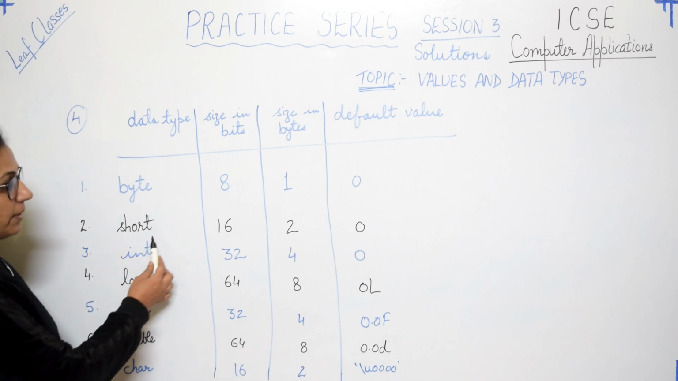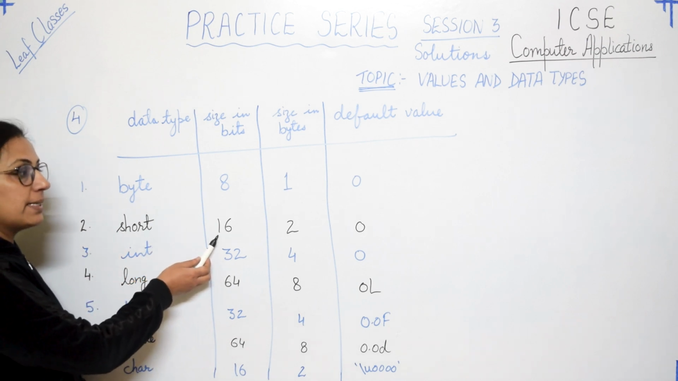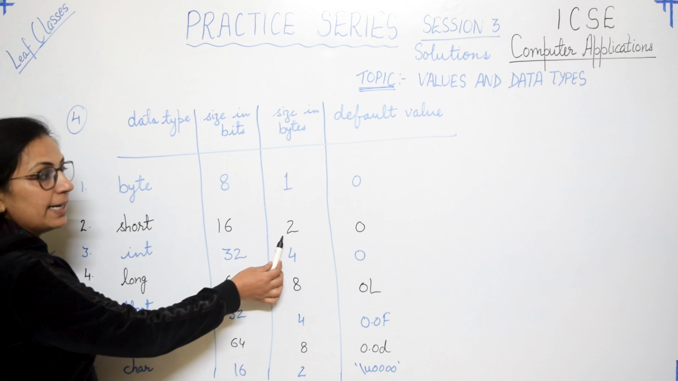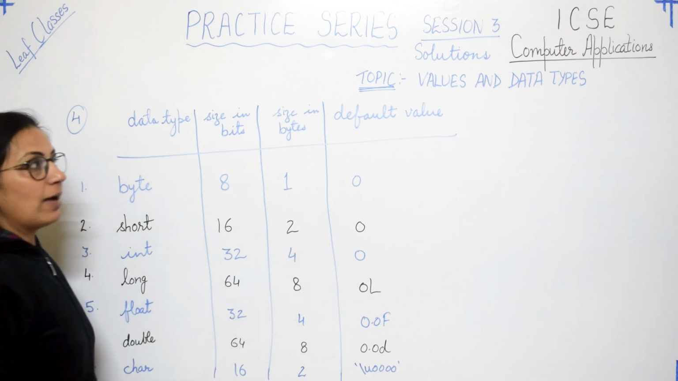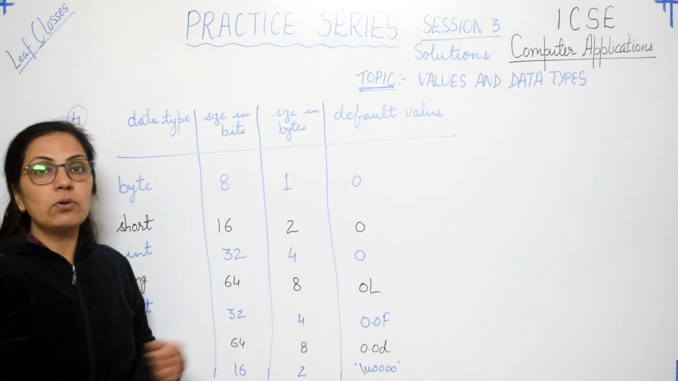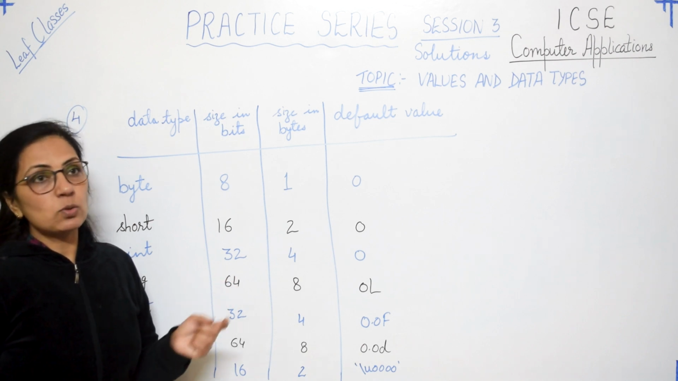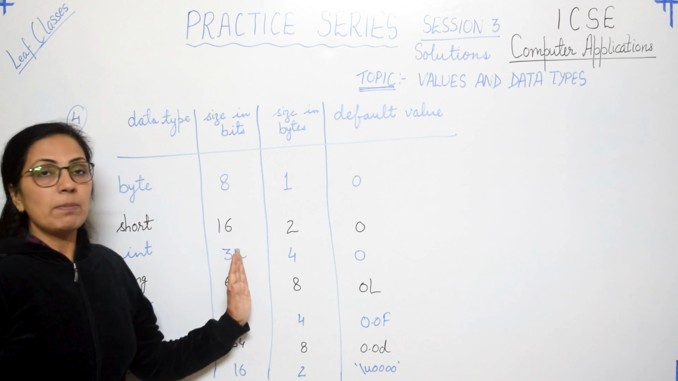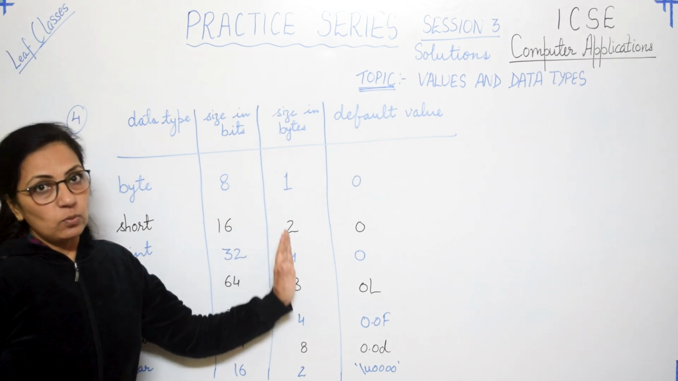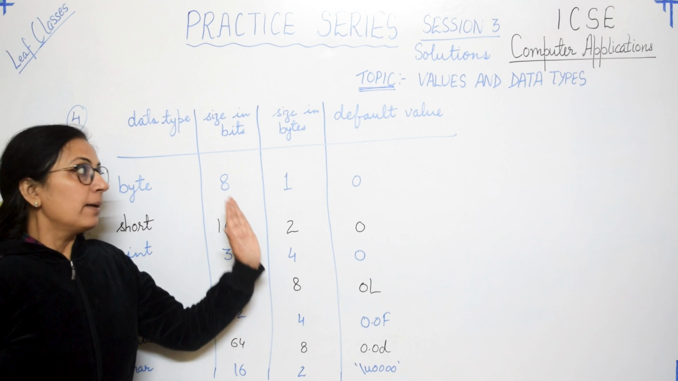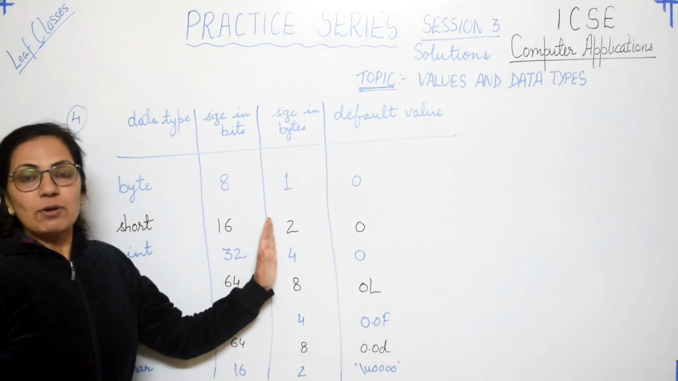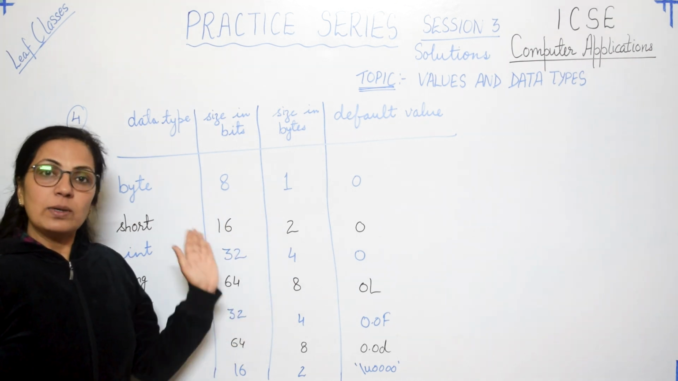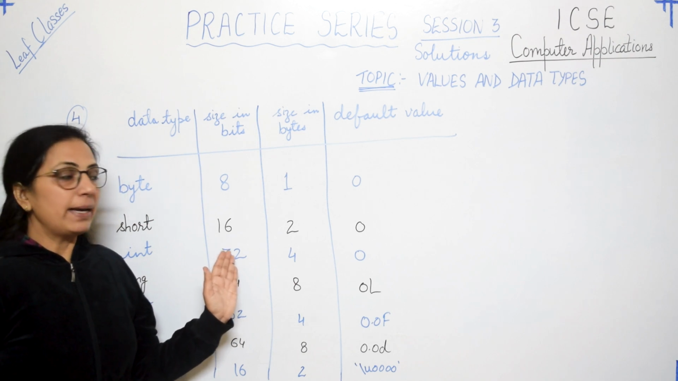Then we have the short data type. The size in bits is 16. In bytes it is 2 and the default value is 0. Children, all of you know that 8 bits makes 1 byte. So when you remember the size in bits, you can convert that to bytes by dividing by 8, or if you learn in bytes, you can convert them to bits by multiplying by 8.